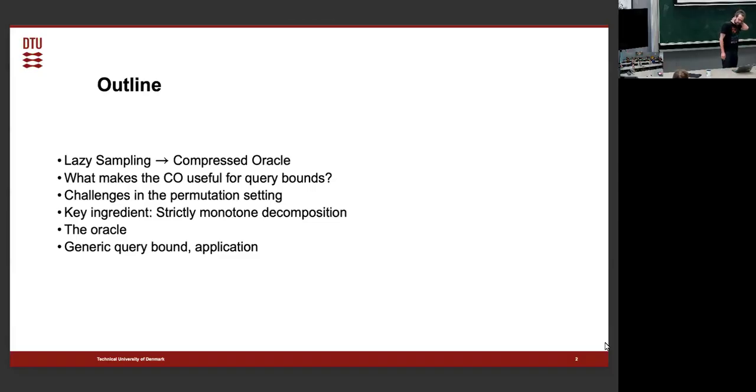Here's an outline. I will start by talking about the compressed oracle technique, or the superposition oracle technique, because I want to begin by describing a little bit what the challenges are to get an analogous tool for random permutations instead of random functions. Then I will describe these challenges and the key ingredient that we use to at least partially tackle them, which is the strictly monotone decomposition of a permutation. And then I will describe the oracle and a little bit about the techniques.